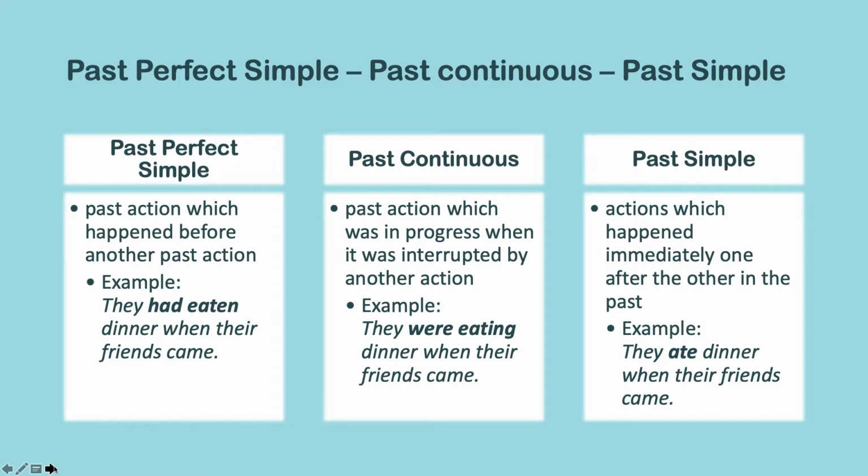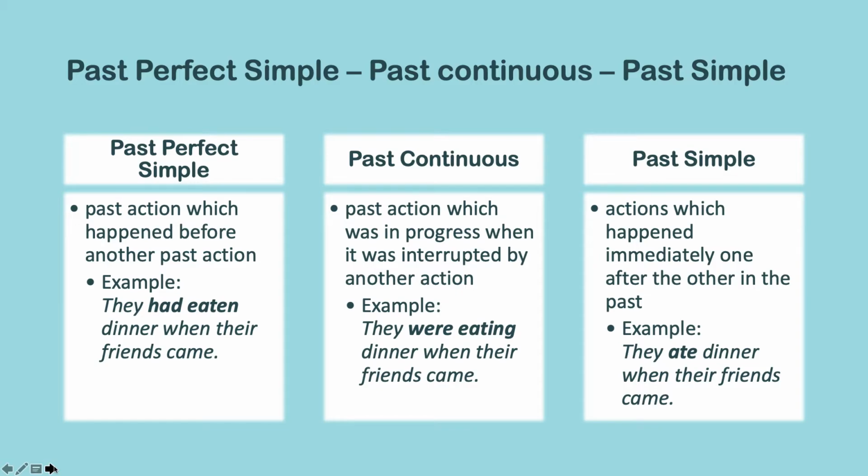Now let's look at the difference in meaning between the past perfect, the past continuous, and the past simple. The past perfect simple is used to talk about a past action which happened before another past action. For example, they had eaten dinner when their friends came. This means that they finished eating dinner before their friends came.